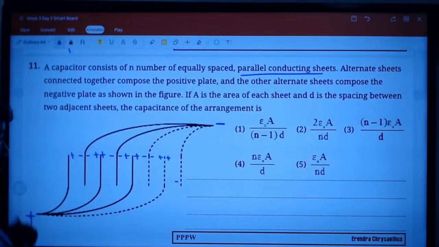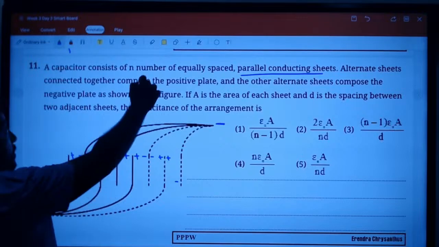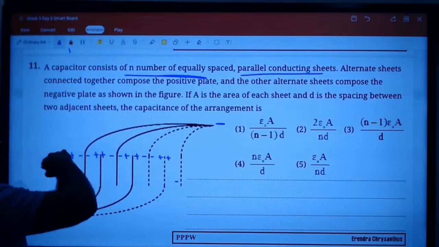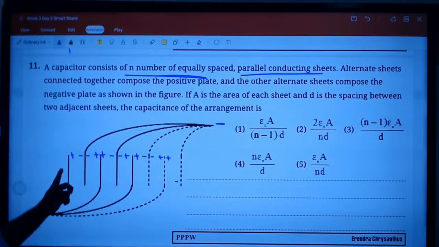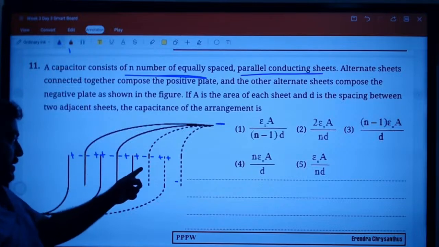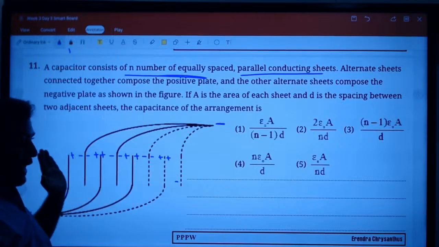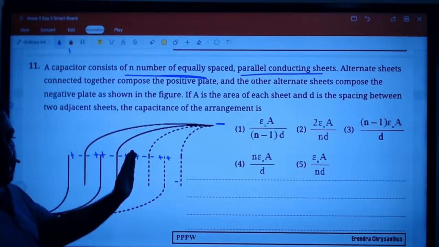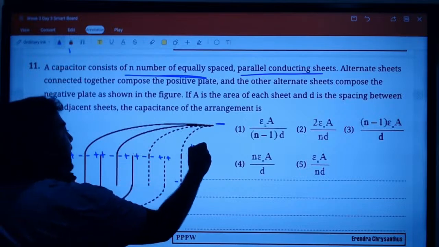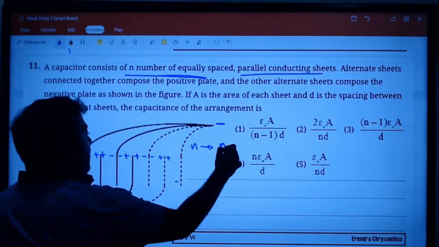Look at the board carefully now. N equally spaced parallel plates. 1, 2, 3, 4, 5, 6, 7, 8. 1, 2, 3, 4, 5, 6, 7. 8 plates, 7 capacitors. So with n plates, you have n minus 1 capacitors.